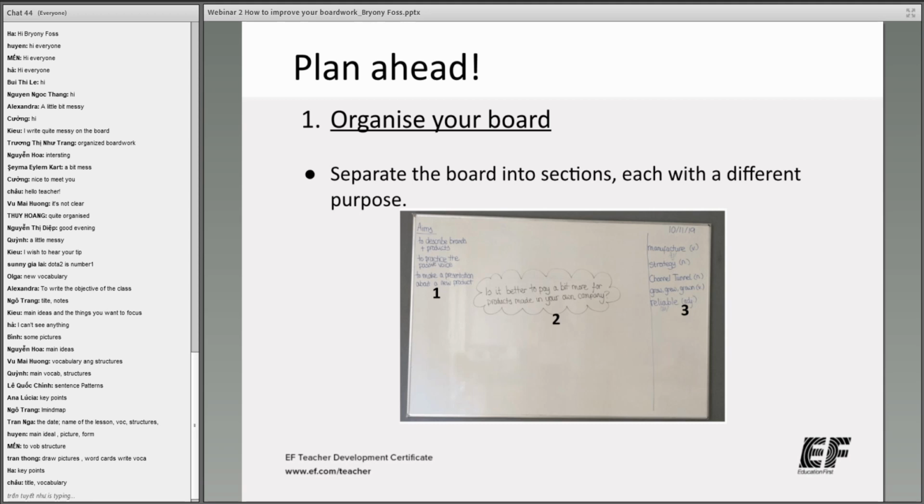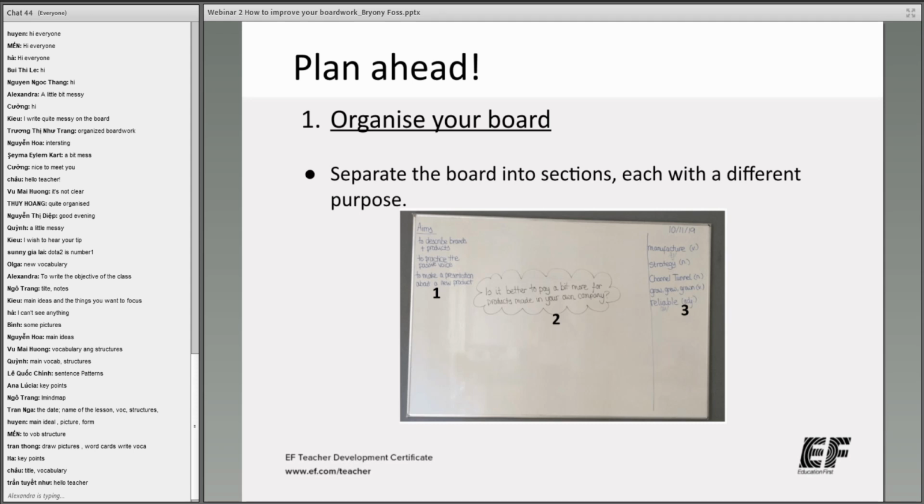Can you write in the chat box, what are these sections for? What is number 1 for? What is number 2 and number 3 for?